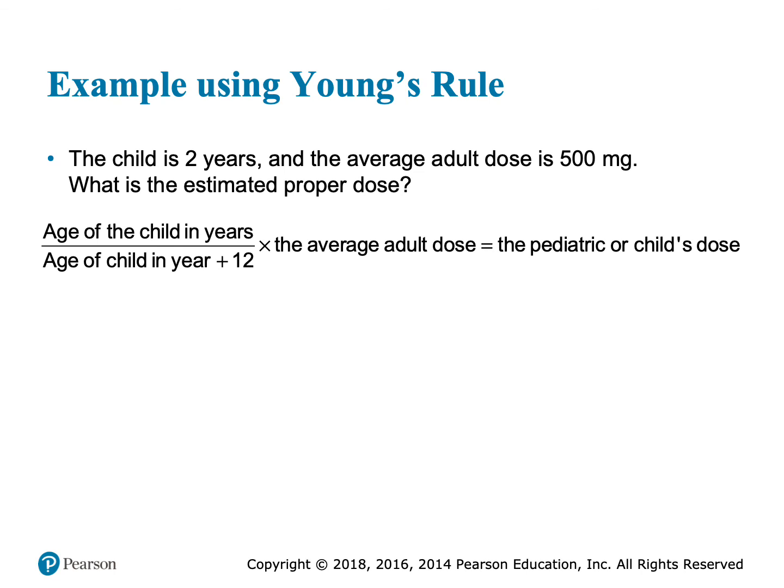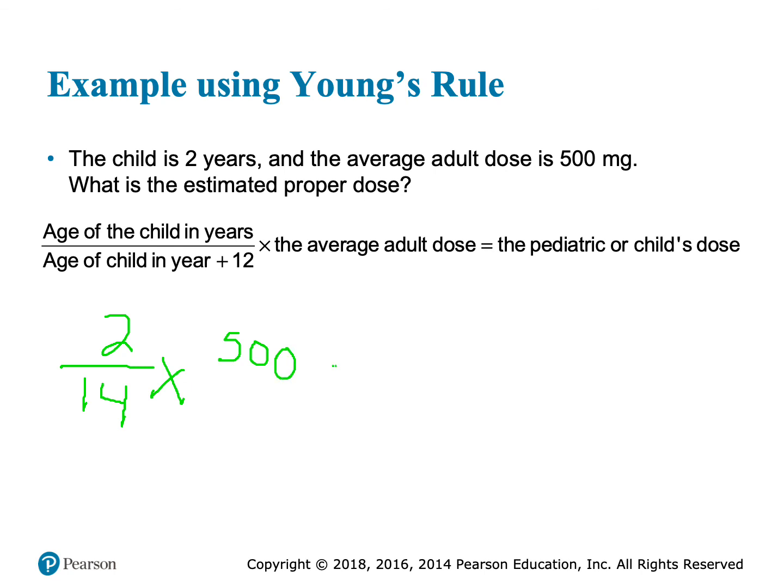So let's work it out together. All right, so age of the child in years, that is 2, right? That is going to be placed over the age of the child in years plus 12. So 2 plus 12, right? 2 years, and then we're going to add 12. That gives us 14. All right, and we're going to multiply that by the average adult dose, which is 500. And that is going to give us our pediatric dose.